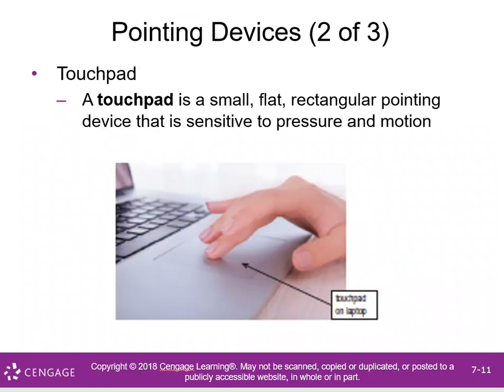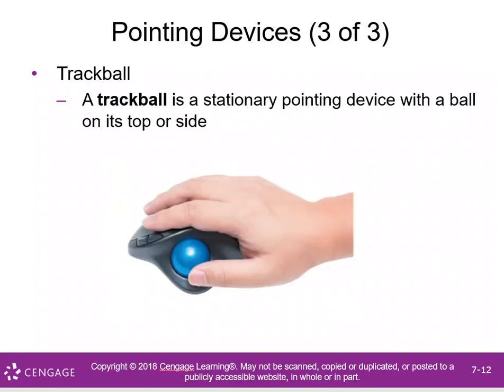Okay. Then pointing device and pointing device is touchpad. It's a small, flat, rectangular pointing device that is sensitive to pressure and motion. Ini biasa kalau laptop lah. Then trackball is stationary pointing device with a ball on its top or side. Okay, ni kita panggil trackball.